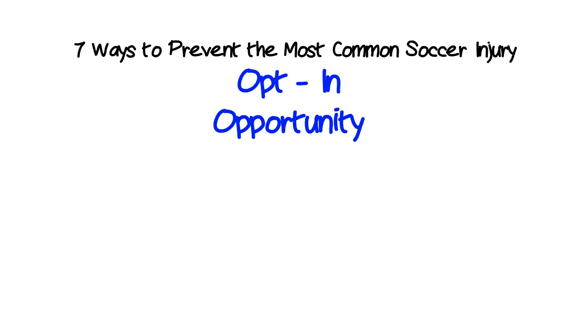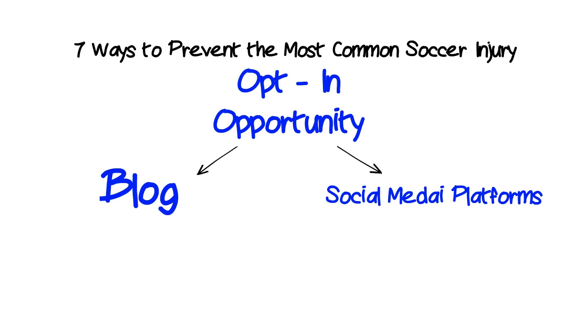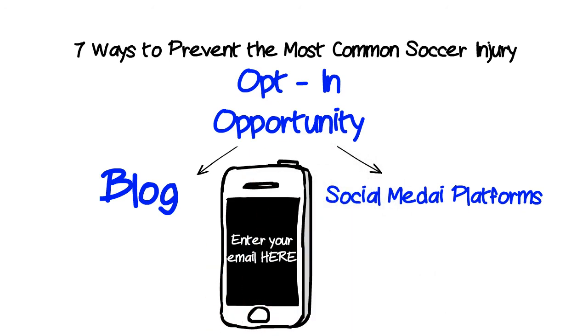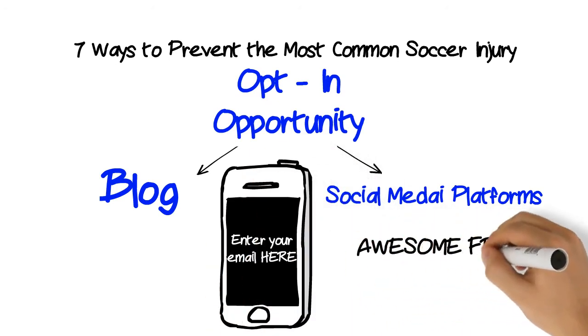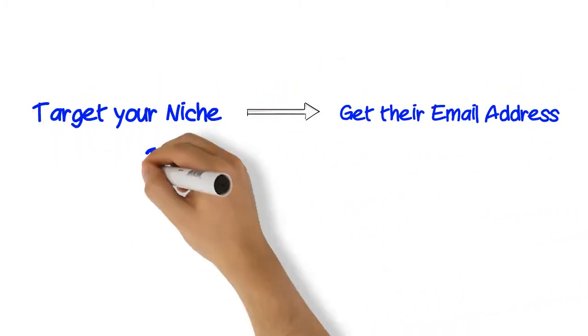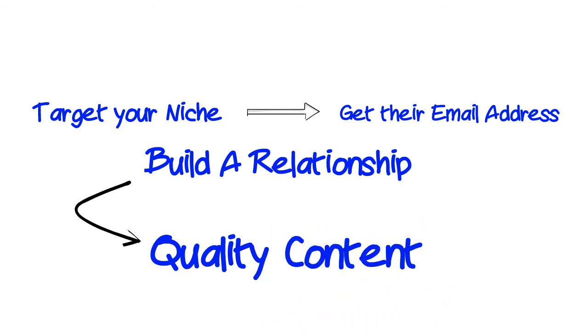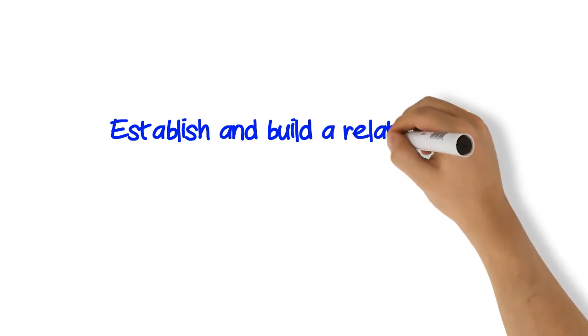Now, you can take that opt-in opportunity from Lead Pages and you can post it on your blog, or you can actually post it directly on your social media platforms. Now, you've all seen these kind of opt-in opportunities. They're the enter your email here for this awesome free guide or checklist or resource. So I would use that to target my niche to get their email address, and then continue to build a relationship by sending them weekly or daily quality content. And this way I know for sure they're going to get it directly. And now this is how I can establish and build a relationship with my avatar Peyton.